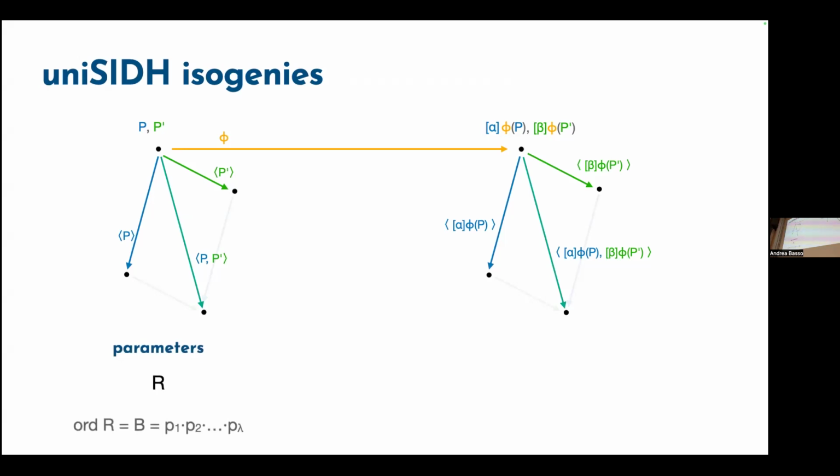So one way to represent this is that we can fix a single point R at the beginning, which is given by summing together all these points P' of small co-prime order. And then the order of this is what we call capital B, which is just the product of at least lambda small primes.